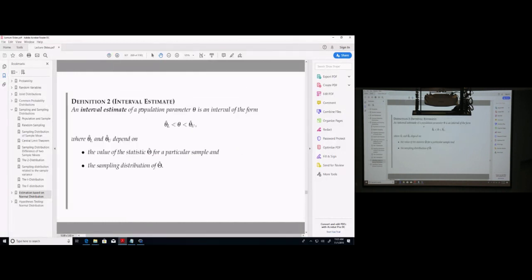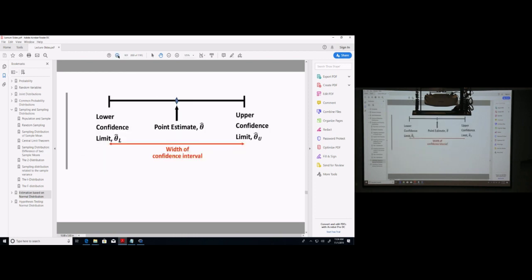Interval estimate. An interval estimate of a population parameter theta is of the form here. This is supposed to be my lower limit, and suppose this is my upper one. Now this will not always be true. This will only be true with a certain probability. It may not be true. Later on we will give you some illustrations.